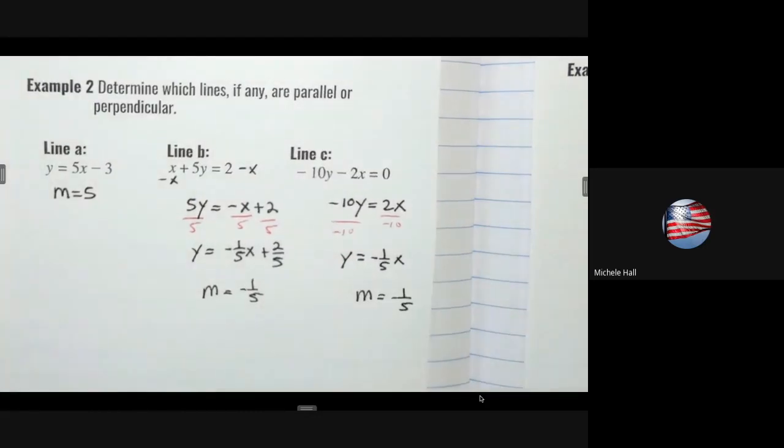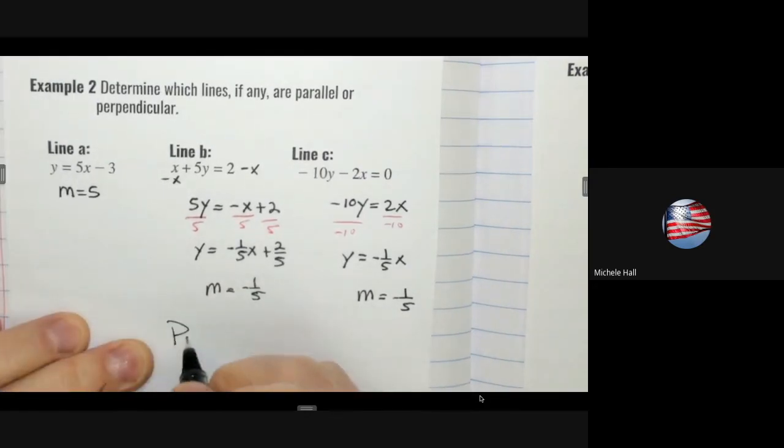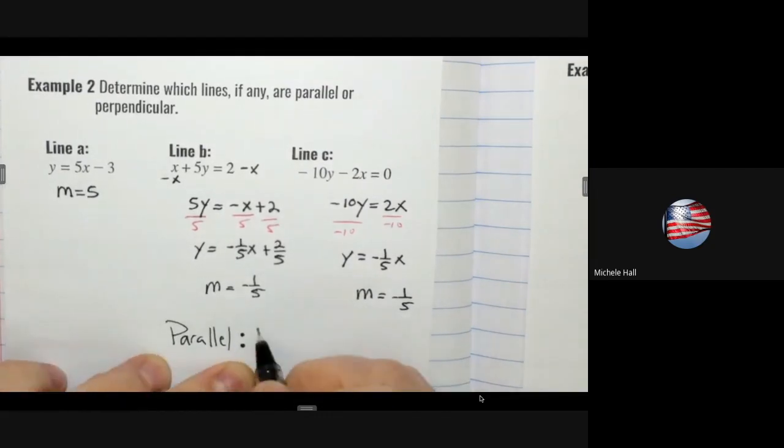Have I answered the question? It says determine which lines, if any, are parallel or perpendicular. Do we have any parallel lines? Do we have any lines that have the same slope? That would be line B and line C.